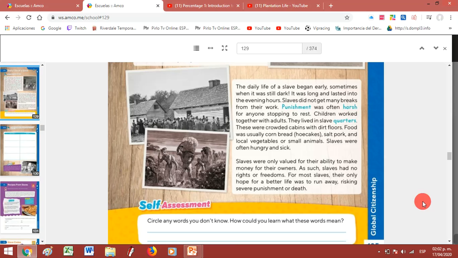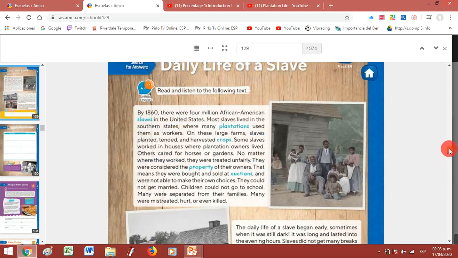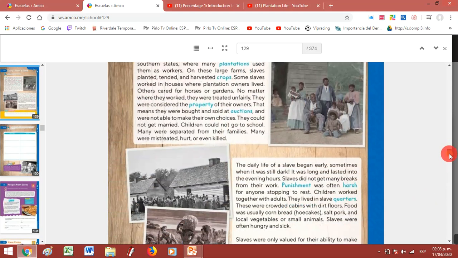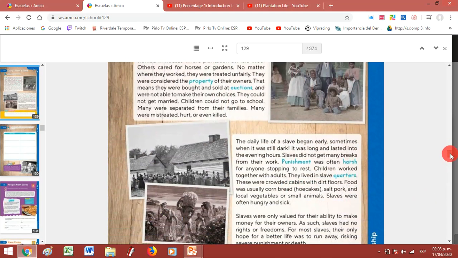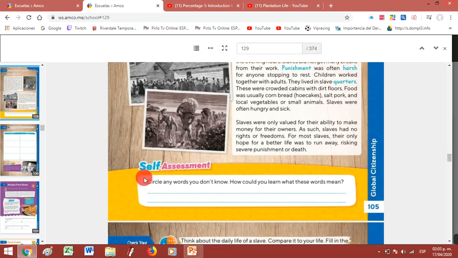Okay, very good. Then remember the important facts. They have to be in your mind map, in optional pages or in your notebook. And remember to write the date and your name, okay? And here we have the self-assessment. You have to circle any words you don't know, and you could learn what this word means. You have to go to the dictionary and check the meaning, okay?